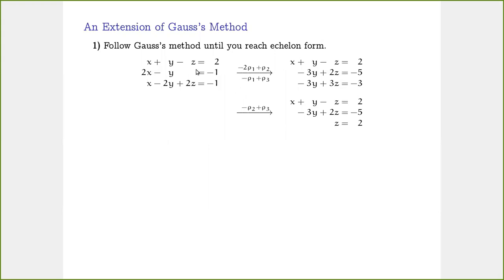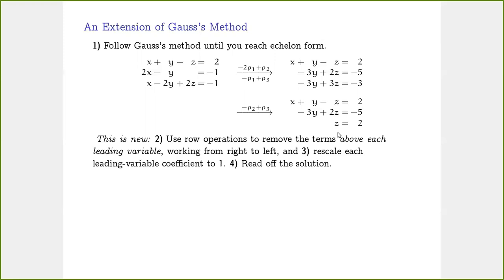So first you can see that -2 times the first row will clear this term here. -1 times the first row will clear this one, and this is what's done here. And then now we need to clear the -3y from this row, and we can just add minus the second row to the third row, and that clears the -3y in the third row, leaving us with a system in echelon form. Now we're going to do something new.